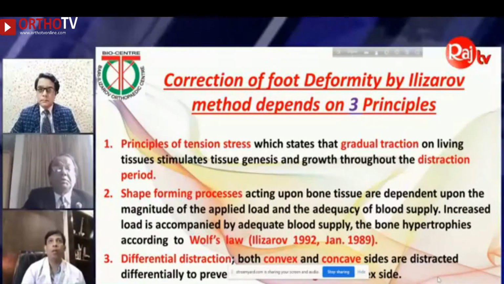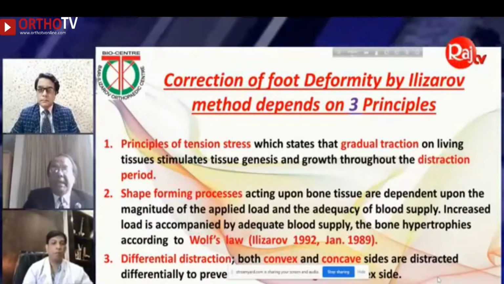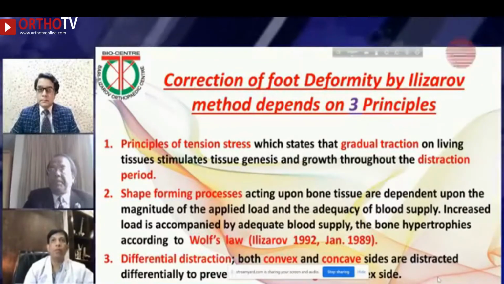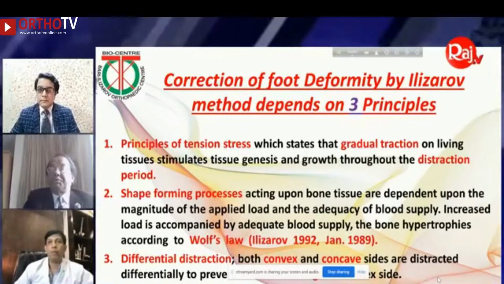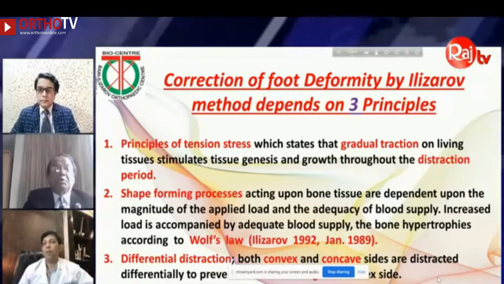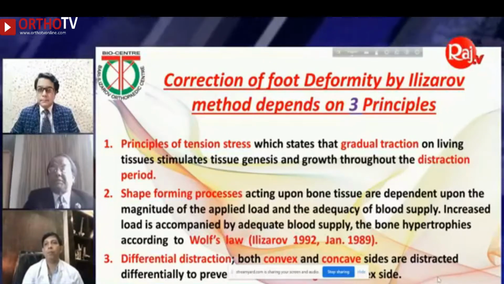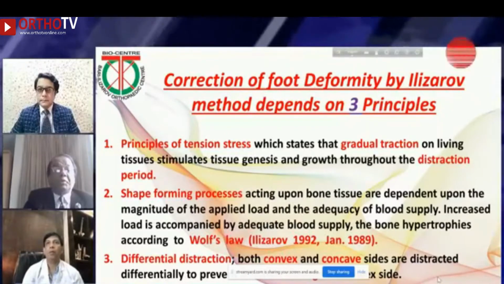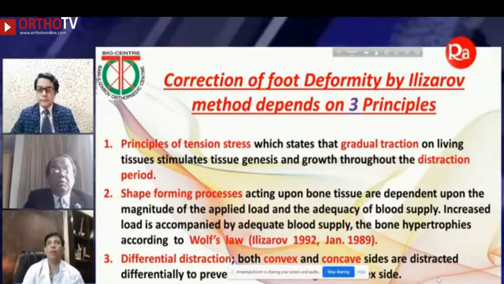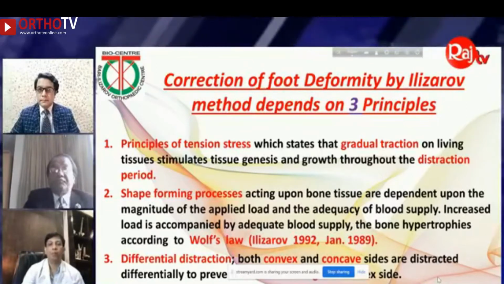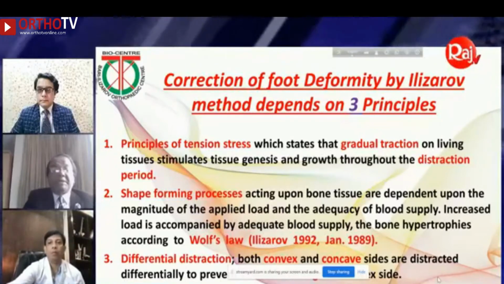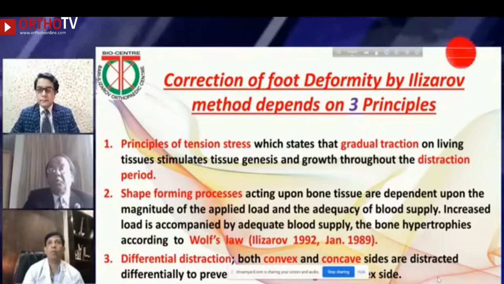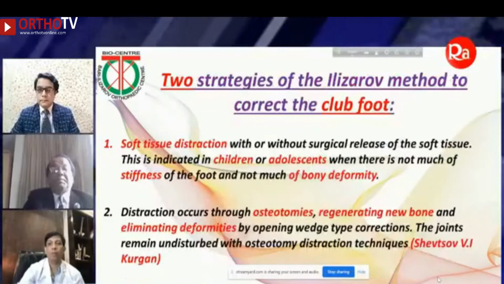Principle number 2, shape-forming processes acting upon bone tissue are dependent upon the magnitude of the applied load and the adequacy of the blood supply. Increased load is accompanied by adequate blood supply. The bone hypertrophies according to Ohm's law. Differential distraction is very important. Both convex and concave sides are distracted differentially to correct the deformity.